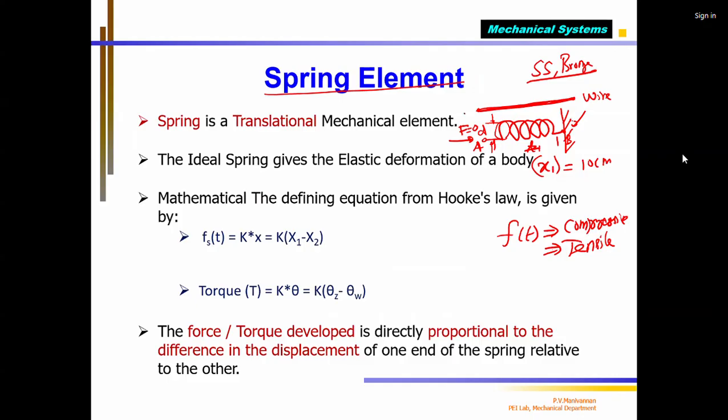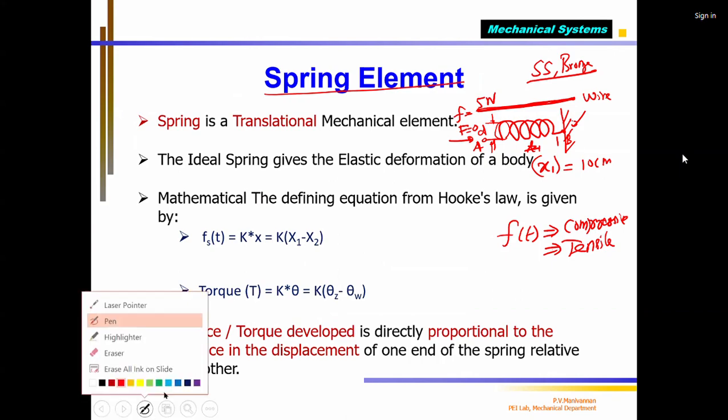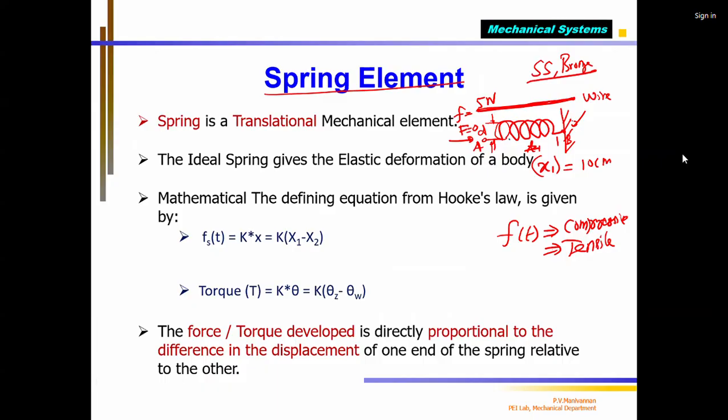I am applying a force F equal to, for example, 5 Newton. If I apply, what will happen? The spring will get compressed. Right? Because it is compressed, the length reduces. The spring length reduces. The spring now will become something like this. Maybe the coils become closer and the length has reduced.